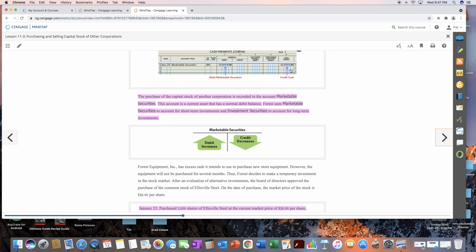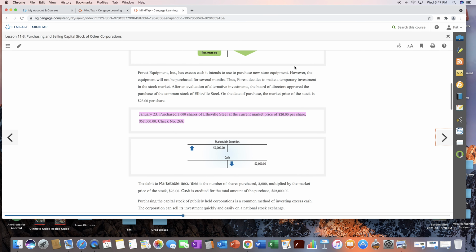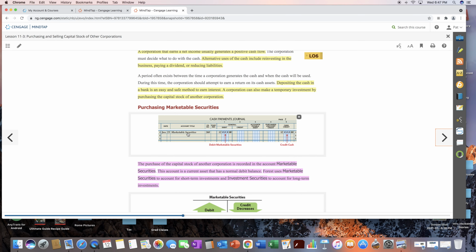On the 23rd, we purchased 2,000 shares of Ellisville Steel at the current market price of $26 per share. They give you the number, otherwise you take 2,000 times 26. You can see the T account there, increasing the new account marketable securities and crediting cash because we're paying that money out. But this is a good thing. We're trying to invest some money and increase our cash. So first we got to put it in. Hopefully we pick the right stock. Nothing's guaranteed. But that is the transaction, debiting marketable securities for the amount, crediting cash of the stock that we buy.